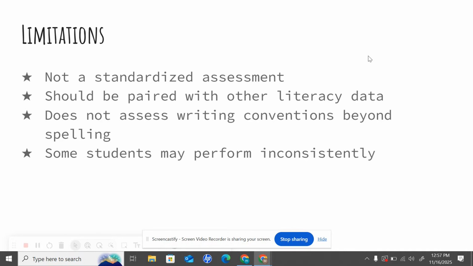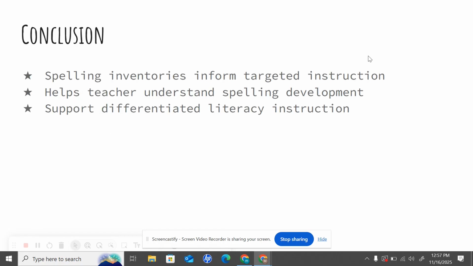But unfortunately, with all the great things that come with spelling inventories, there are some limitations, like any tool has. Unfortunately, this is not a standardized assessment, so results really shouldn't be used for high-stake decision making. Spelling inventories also should be paired with other reading and writing assessments to provide a fuller picture. Just conducting a spelling inventory on its own and not pairing anything else with it really isn't an effective way to teach literacy to students, reading or writing.